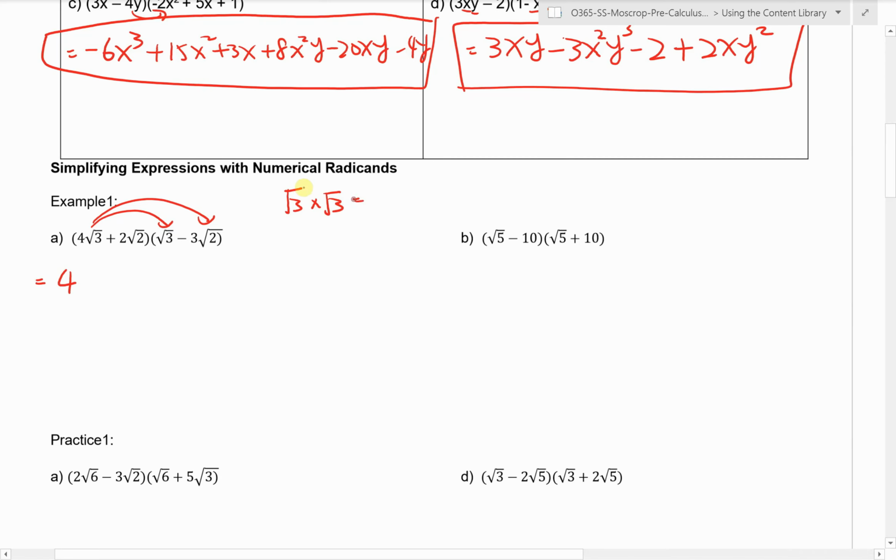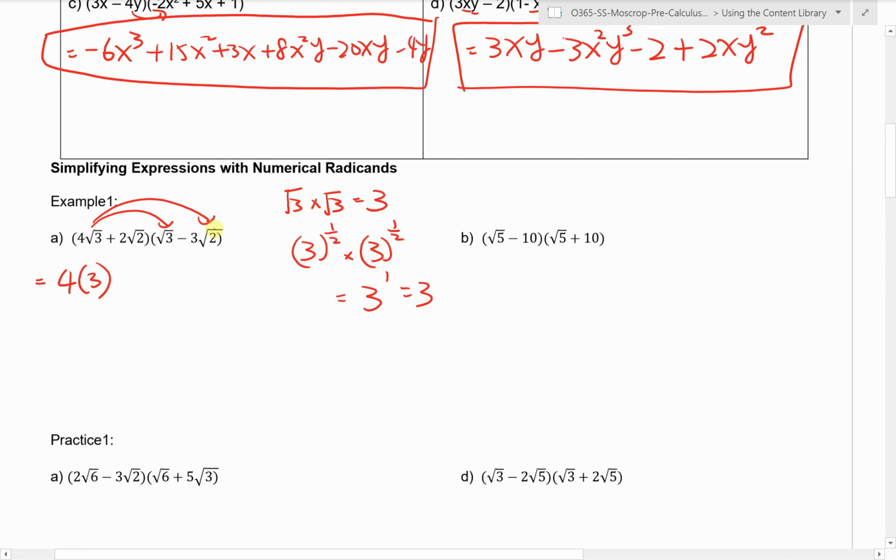Okay, so anytime you have a square root multiplied by itself, this is just going to give you a 3. The reason is that square root of 3 can be written as 3 to the power of 1/2, and square root of 3 is again 3 to the power of 1/2. When you multiply powers with the same base, you add exponents, so 1/2 plus 1/2 is 1, and that's why it's just 3. Okay, so root 3 times root 3 is going to be 3.